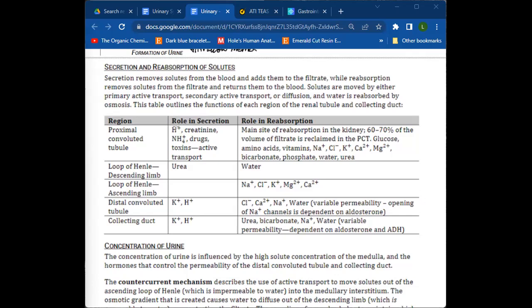First, we need to be familiar with the terms secretion and reabsorption and what those mean. Secretion means taking substances out of the blood and putting them in the urine. And then reabsorption is putting things back into the blood, back into the bloodstream.